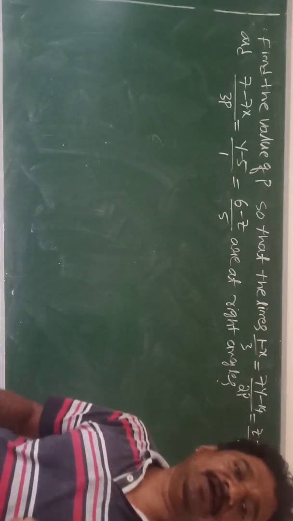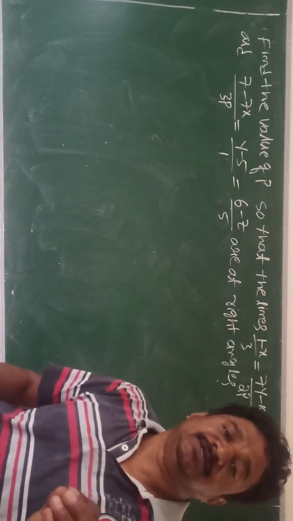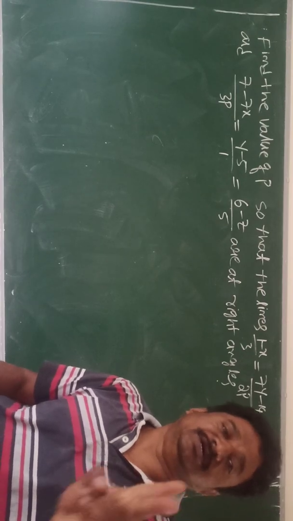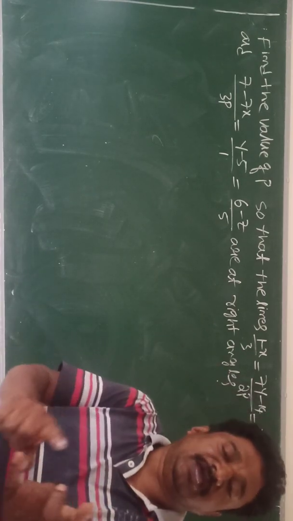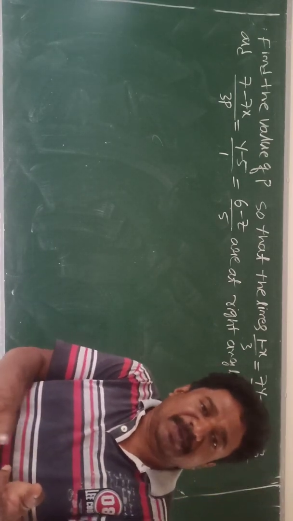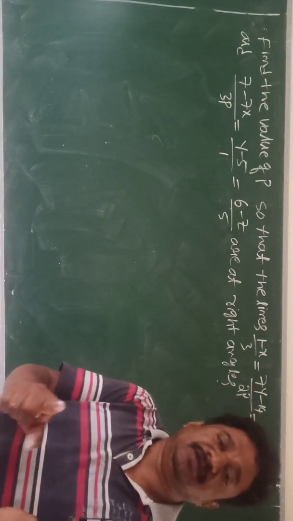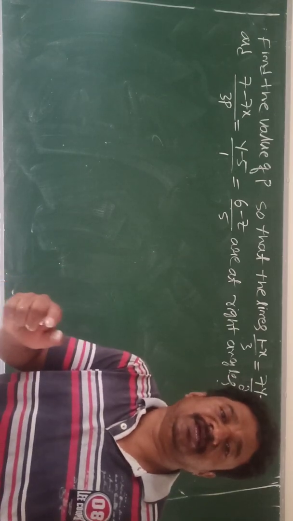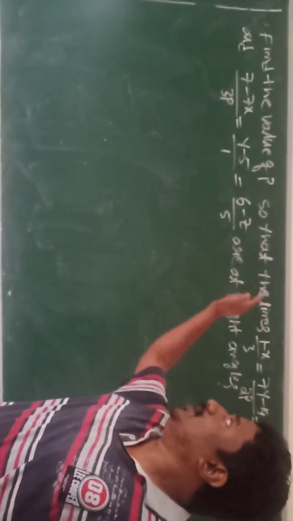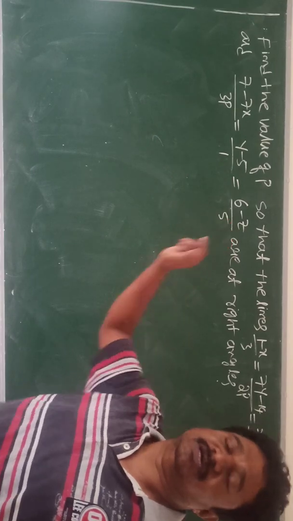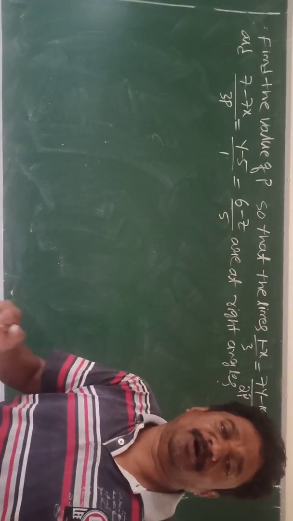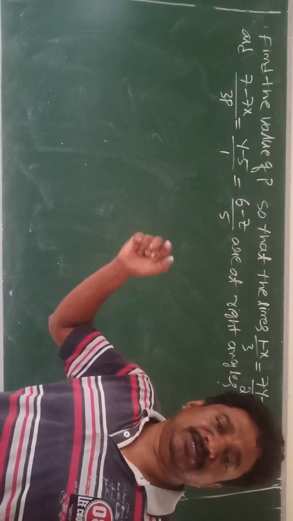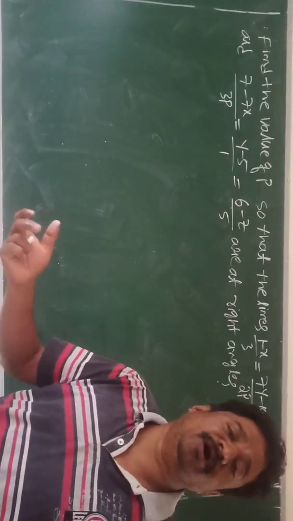So we have a condition for the perpendicularity of two lines. Tell me the condition, students. A1 A2 plus B1 B2 plus C1 C2 is equal to 0. Before considering the condition, look at the given equations. They are not in standard form. First, you should bring the given lines into standard form. Let's go for doing that.